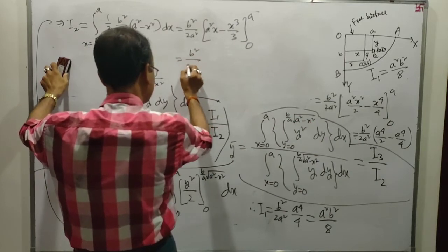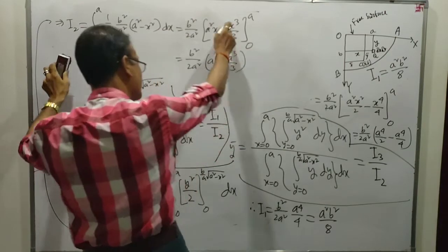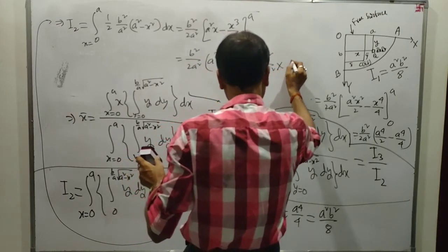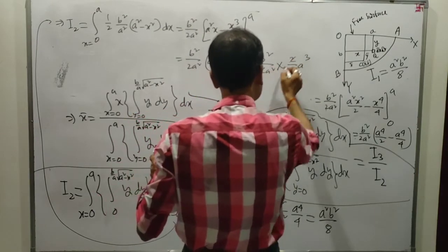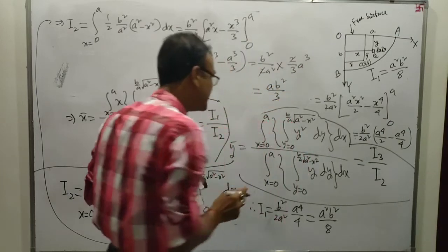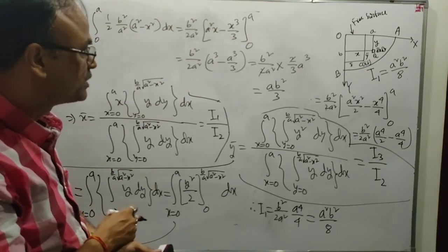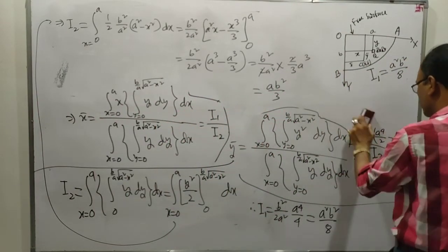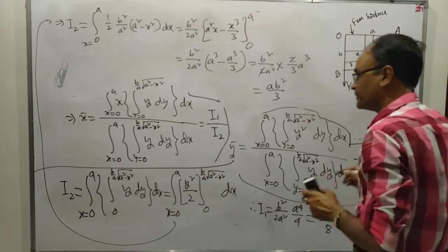This is equal to b²/(2a²) times (a³ − a³/3). If you put 0, it will be 0. So b²/(2a²) times 2/3 a³. The 2 cancels, a² with a³ gives a, so it is ab²/3. I2 equals ab²/3.